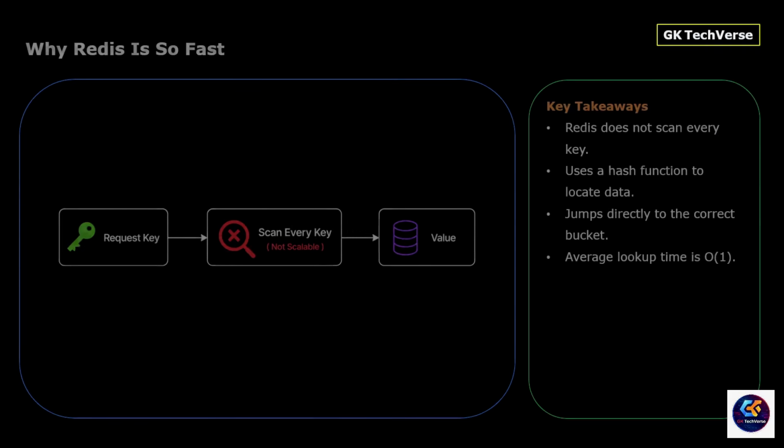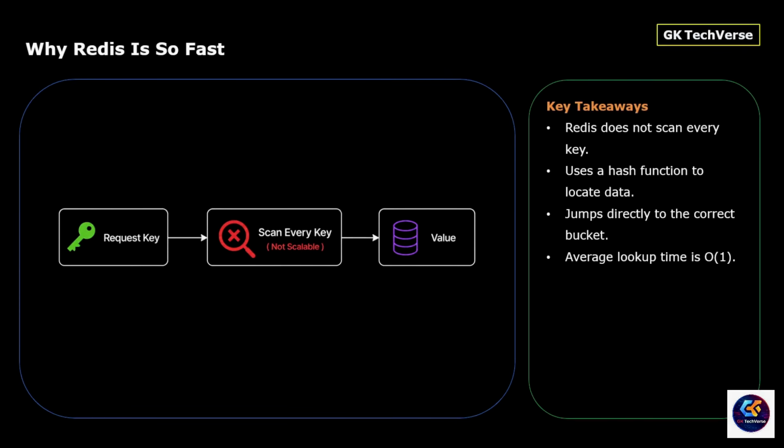Now that we understand how Redis stores data, let's answer the biggest question: why is Redis so fast? Many developers assume Redis searches every key until it finds the correct one. Fortunately, that's not how Redis works. Imagine Redis stores 10 million keys. If it searched each key one by one, every lookup would become slower as more data was added.